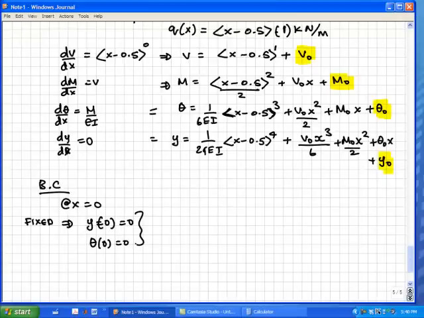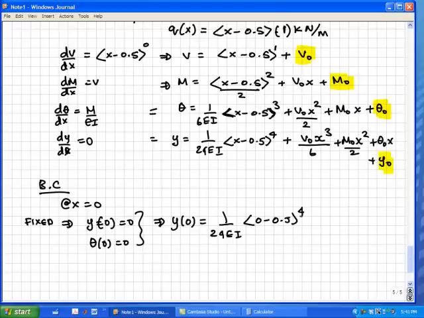That's easy. So if you go up here, how do I evaluate? y at 0 equals 1 over 24 EI times <0 minus 0.5> to the power 4. Remember, this is angled brackets. This is the only thing you have to remember. What it means is that you don't care about the value of x if it is less than 0.5. It's always 0. So since x is less than 0.5, this thing is 0. That's the role of this angled bracket, and that's where this angled bracket business comes in.